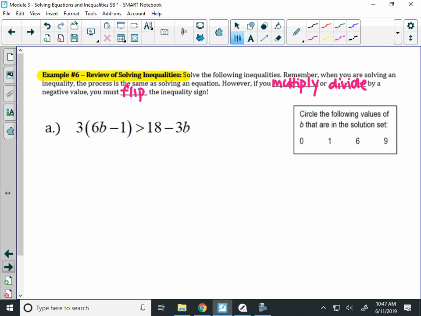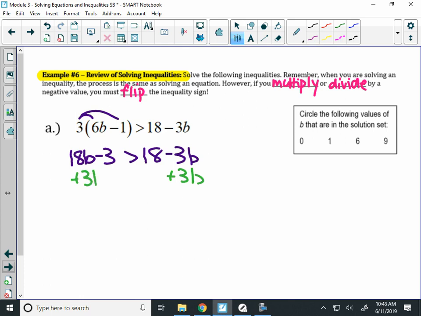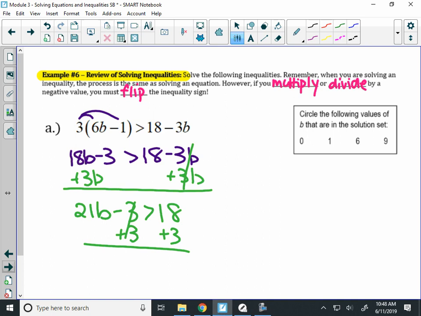Let's distribute the 3 to start. I don't want the parentheses. 3 times 6b is 18b minus 3. We keep the inequality symbol the same. Don't turn it into an equal sign. Leave it the same. Now I want to get all the b's together, so I'm going to add 3b to both sides. So that'll give me 21b minus 3 is greater than 18. And then I'll go ahead and add 3. So 21b is greater than 21. And when I divide by 21, I get the solution that b is greater than 1.